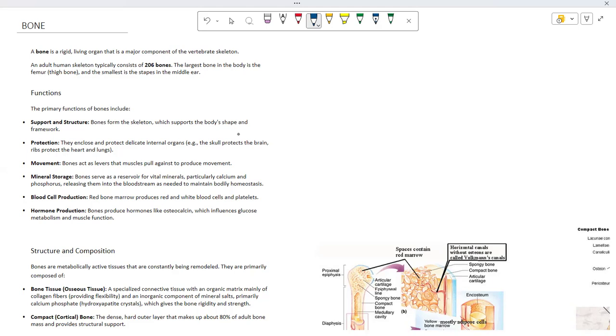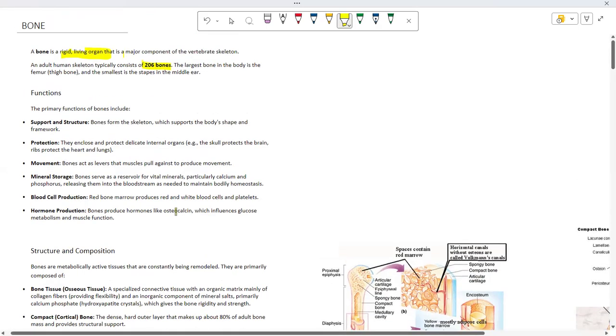Now, the bone is a rigid living organ that is a major component of the vertebrate skeleton. All right. So the key word is a living organ. We want to highlight that. Now, if you take the adult human skeleton, typically you have about 206 bones. Now, the largest bone in the body is the femur, which is the thigh bone, and the smallest is the stapes in the middle ear.